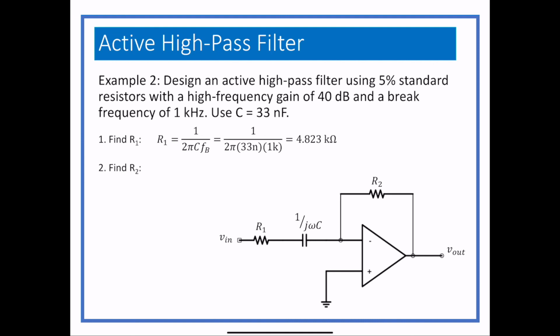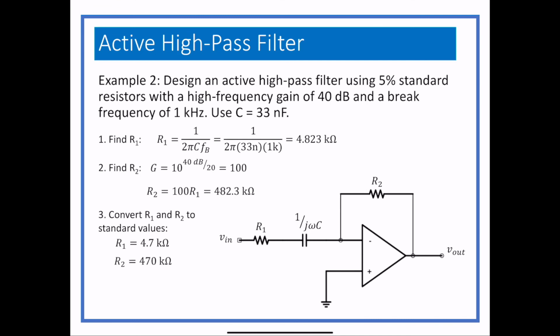We find R2 by converting the gain value to a number, and this time we get a gain of 100, and then we calculate R2 as being 100 R1, and we get 482.3 kiloohms. We convert those to standard values of, I think, 4.7 and 470, and then we test it and do the same thing we did before, run it through LTSpice, and see what we get.